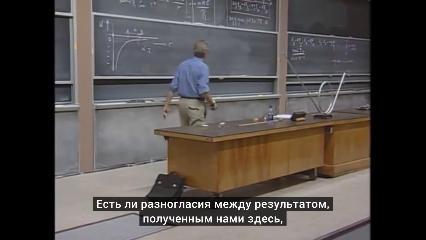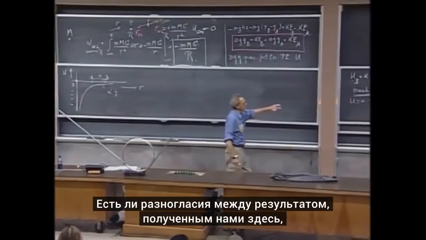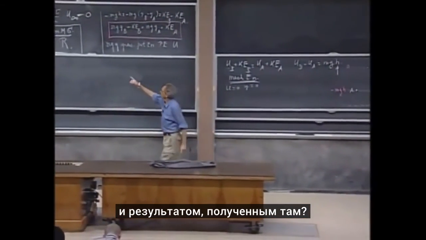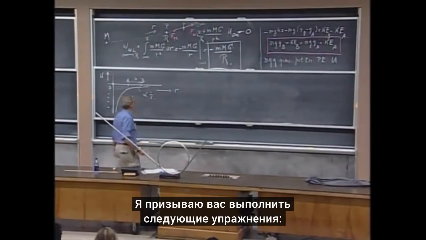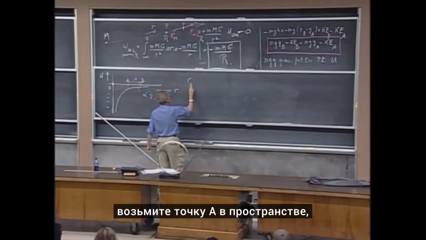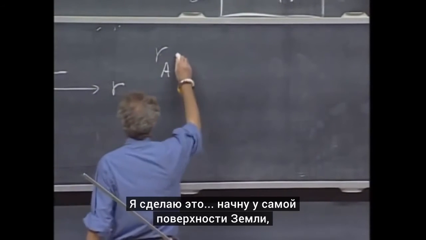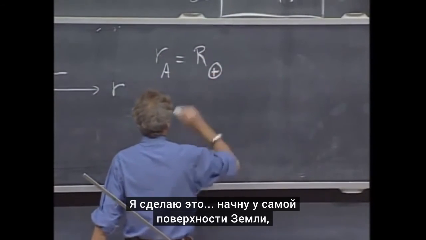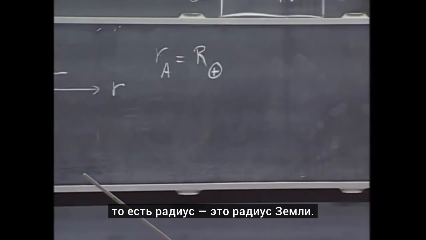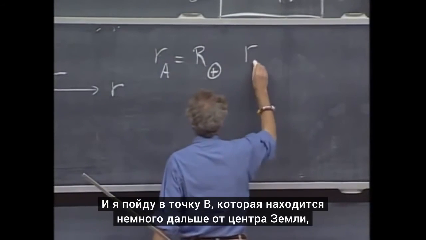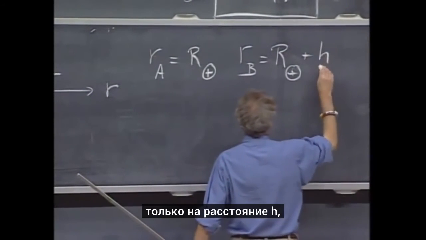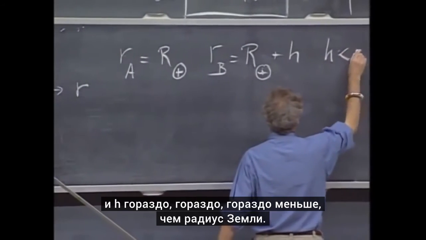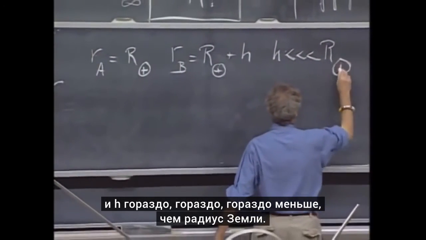Is there any disagreement between this result that we have here and the result that we found there? And the answer is no. I invite you to go through the following exercise. Take a point A in space, which is at a distance r from the center of the Earth, say. I start at the surface of the Earth itself, so the radius is the radius of the Earth. And I go to point B, which is a little bit further away from the center of the Earth, only a distance h. And h is way, way smaller than the radius of the Earth.